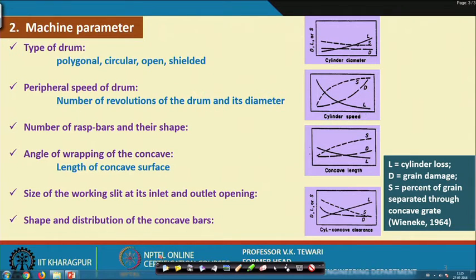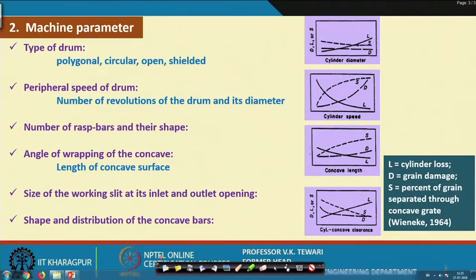Machine parameters, right. Once you have the crop, what are the machine parameters? Well, we know that the machine consists of a drum, then a concave, and there are certain dimensions of these, and a certain speed at which the drum operates. So, we have to consider all these parameters with respect to the machine.